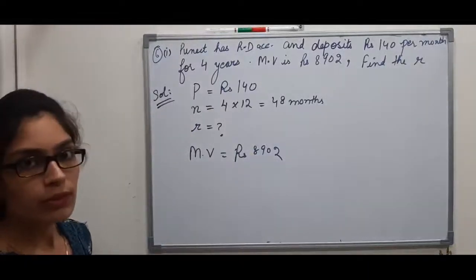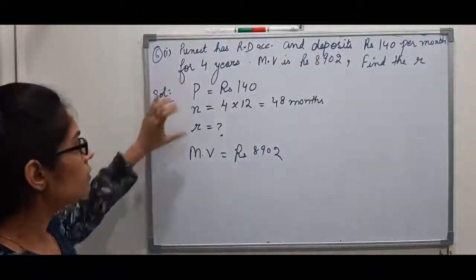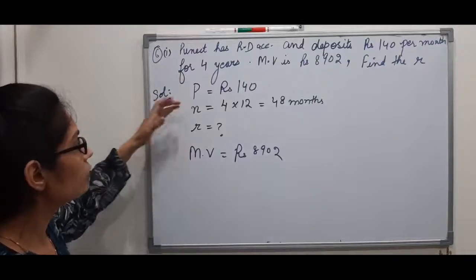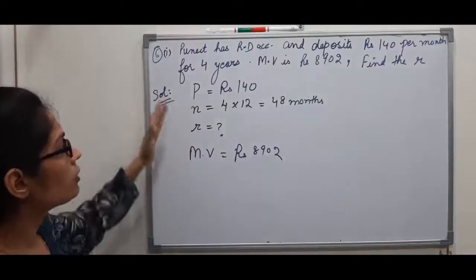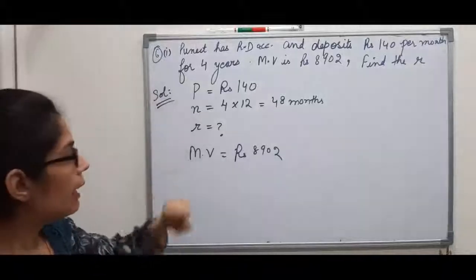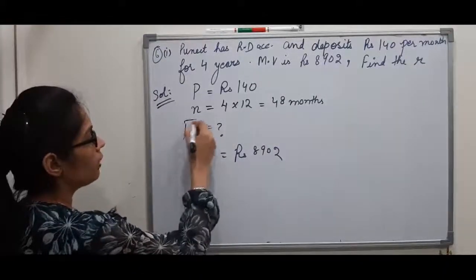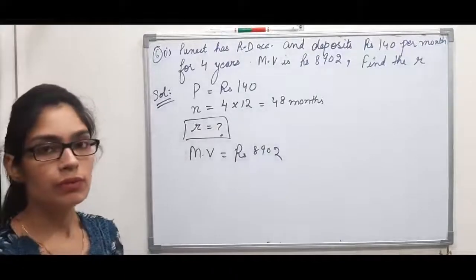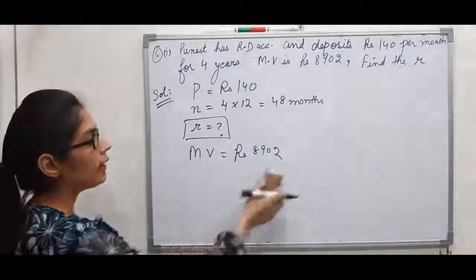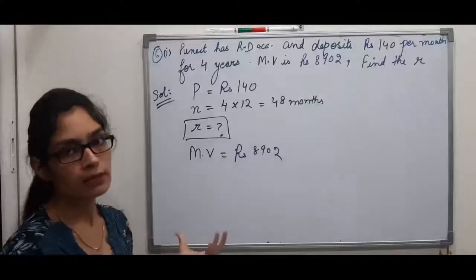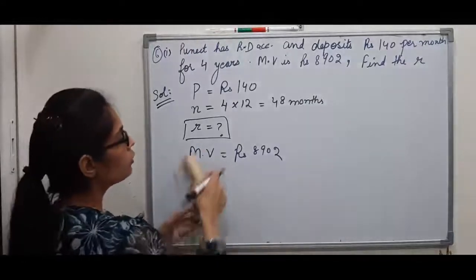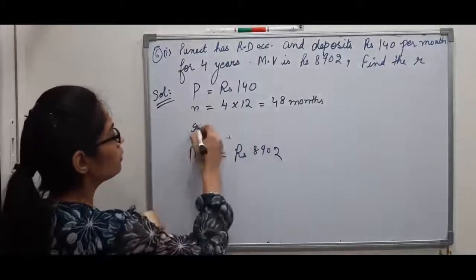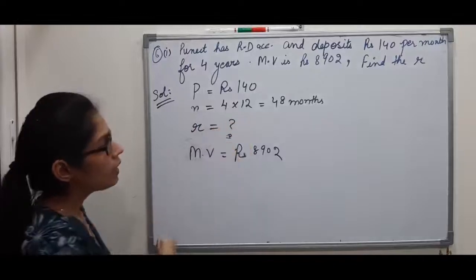In the previous question they have given these three values n, r and mv, but in this question they have given us the value of p and they want us to find the value of r. So we will start as we have started in the previous question. We will assume r as x, or if you want you can keep r as r.